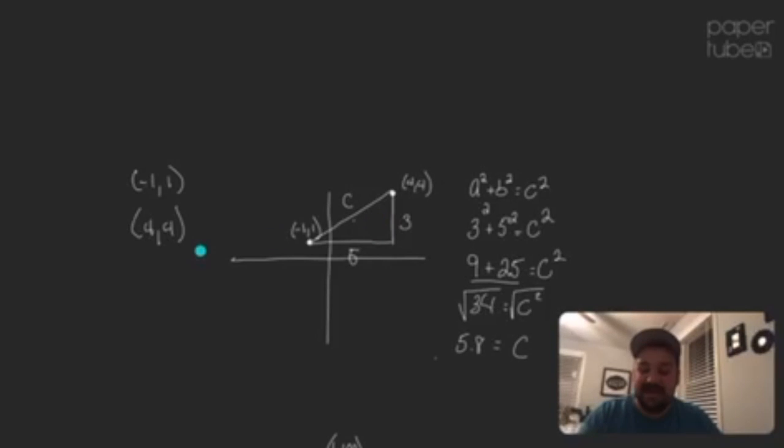If they just give you the 2 points, like I just got 2 points here, I would need to draw that graph, and I would then be able to count out my spaces, or I could just subtract my x's and subtract my y's to figure out my legs. Okay, hopefully this clears some stuff up.